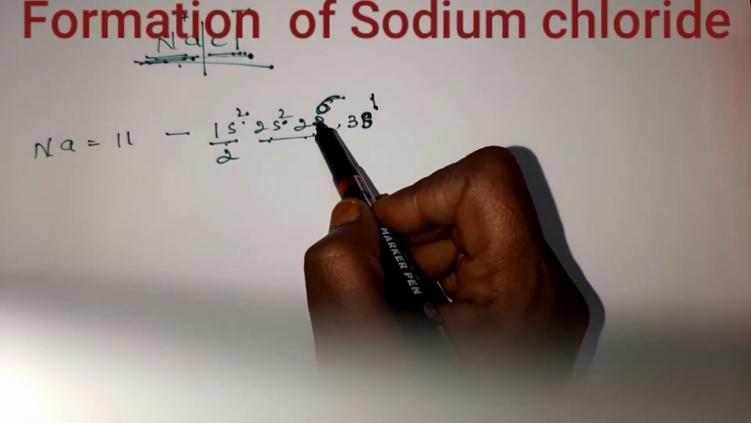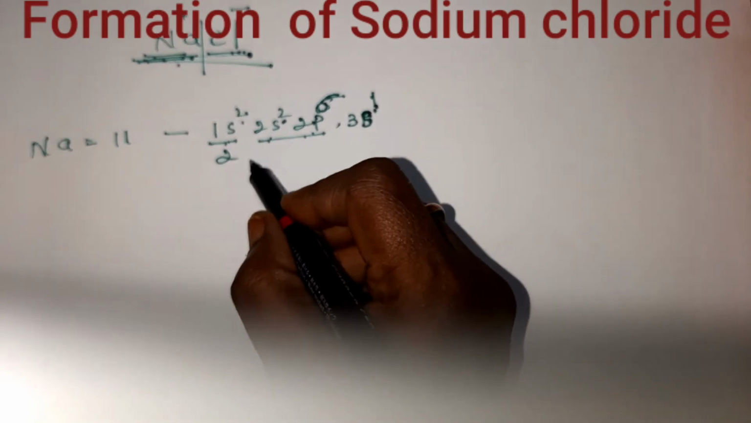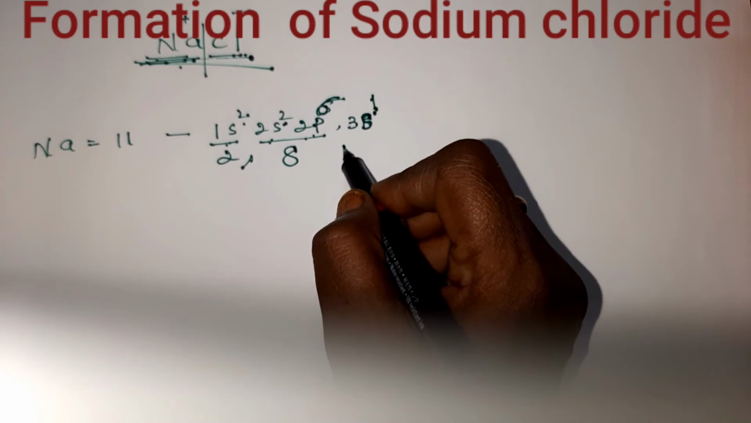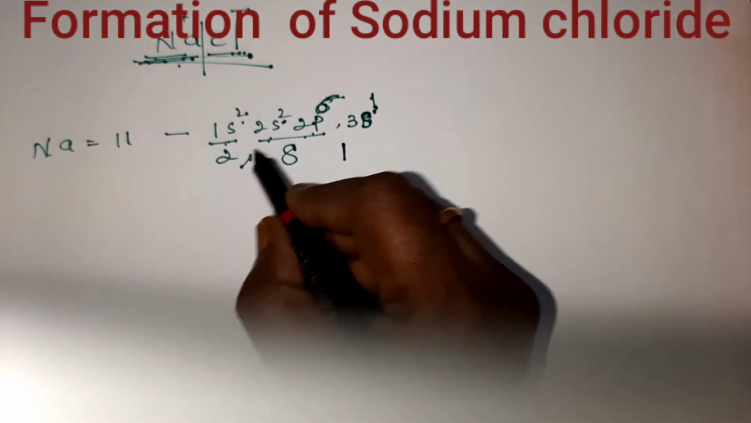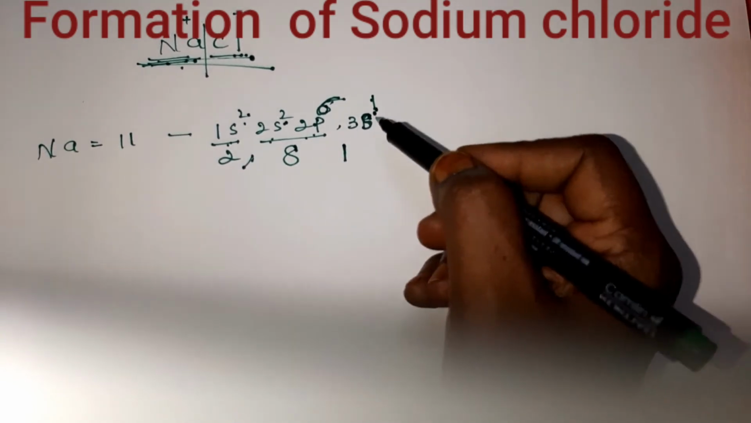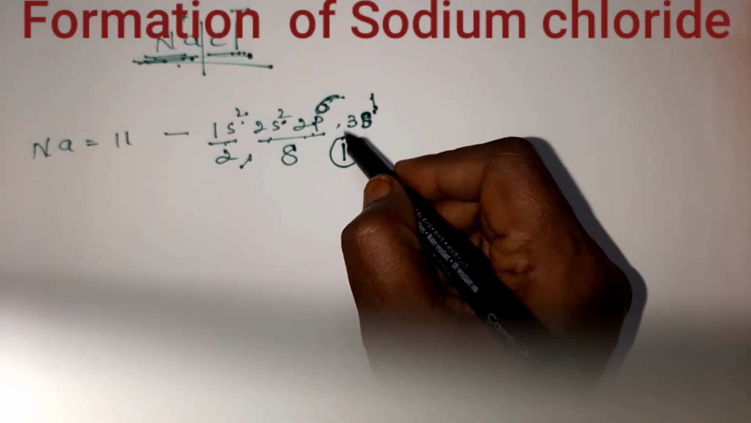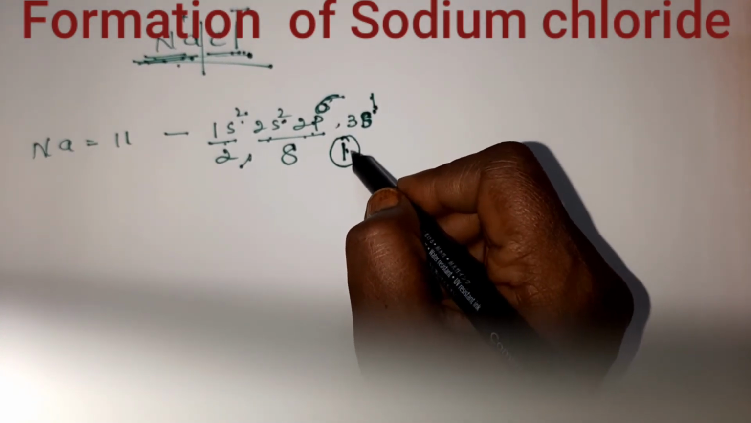So here 10 electrons, 10 plus 1, 11. So 2 in the first shell, second shell 8 electrons, and the third shell has got 1 electron. So here, in order to attain noble gas or inert gas electron configuration, 1 electron is extra now. So we'll see now what happens to this 1 electron.